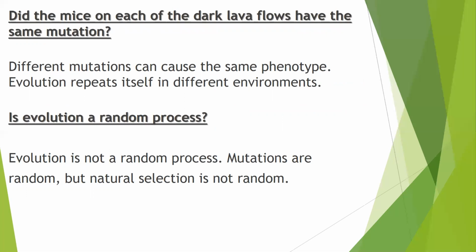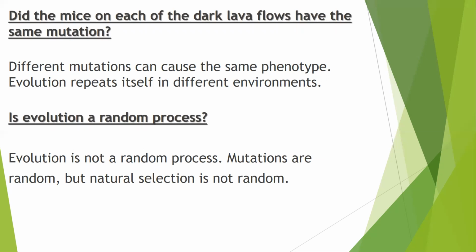Did the mice on each of the dark lava flows have the same mutation? Remember what they said, they did not. Now, it's the same gene that was mutated, but it was a different nucleotide change that had happened. There are substitutions that occurred, and we'll examine those more in the coming days. Because of different mutations causing a change in the amino acid sequence, the protein that's produced in the hair causes the color to be brown.